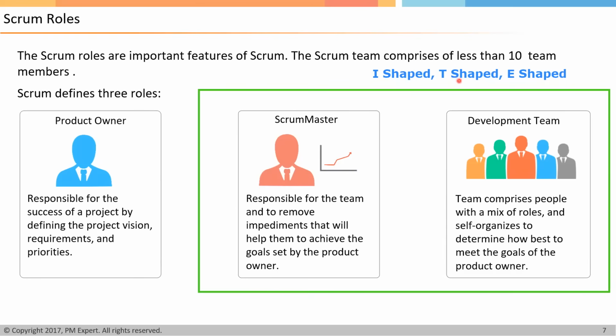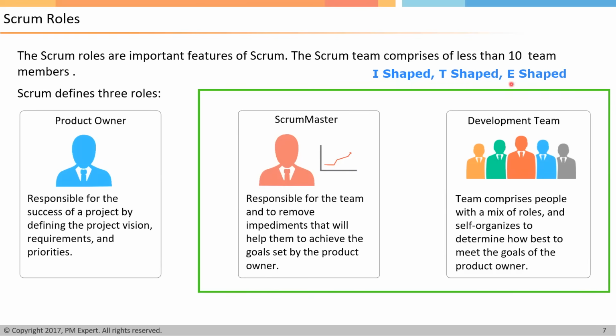Now, T-shaped people are like generalizing specialists. People who are very strong in one area, but can work in other areas in a decently good manner. For example, Vivek is an excellent Java developer, but if required, he can work as a business analyst also. He can work as a tester also, or he can work in .NET also. These are T-shaped people, who are like generalizing specialists.